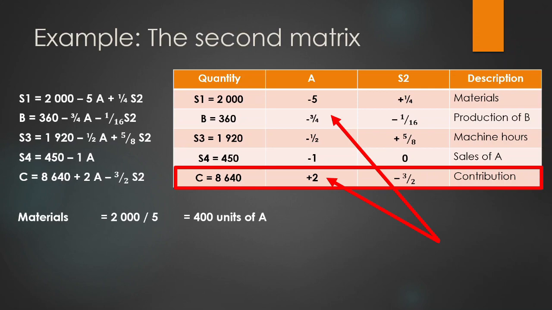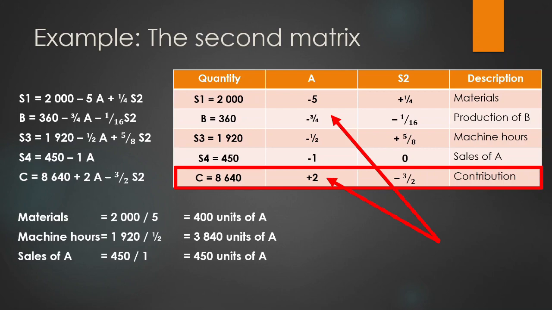For each unit of A I produce, I need to give up 3/4 of a unit of B. Therefore, we ignore this constraint. For machine hours, we have spare capacity of 1920 hours. We divide it by a half in column A to get 3840 units of A. Finally, for sales of A, we take the capacity of 450 units and divide it by 1 to get 450 units of A. Here we see now that the lowest units of A we can produce is 400 units. Therefore, materials are our constraint.